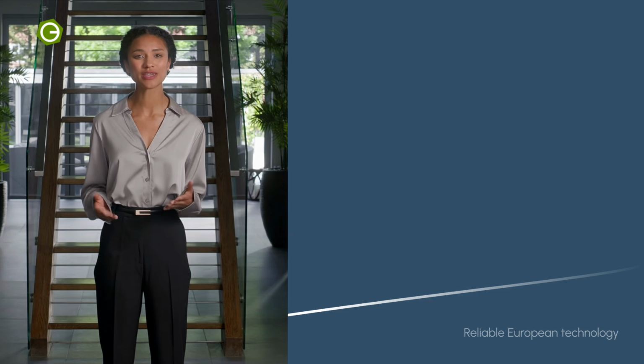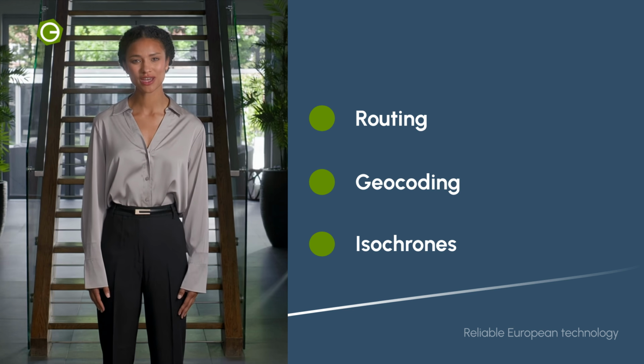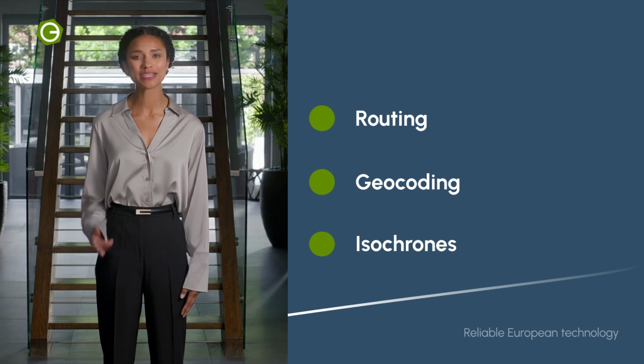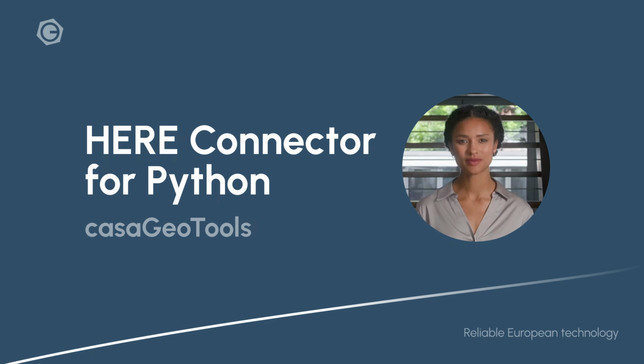Integrating geo functions like routing, geocoding, or isochrones into your Python workflows is straightforward and efficient, without the need to build complex API structures from scratch. The Streamline Here connector for Python provides a direct link to Here location services. This allows you to seamlessly transfer location data into your data science pipelines, spatial models, or exploratory analyses.